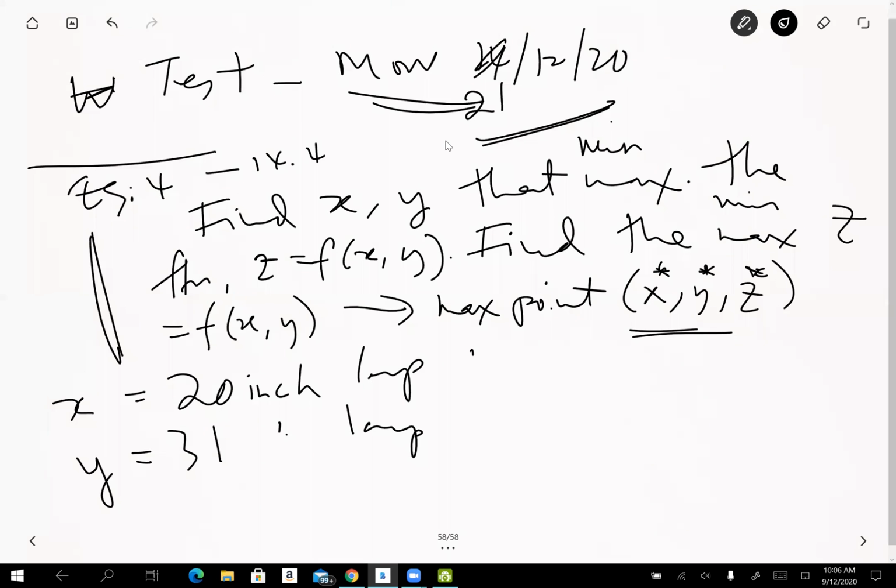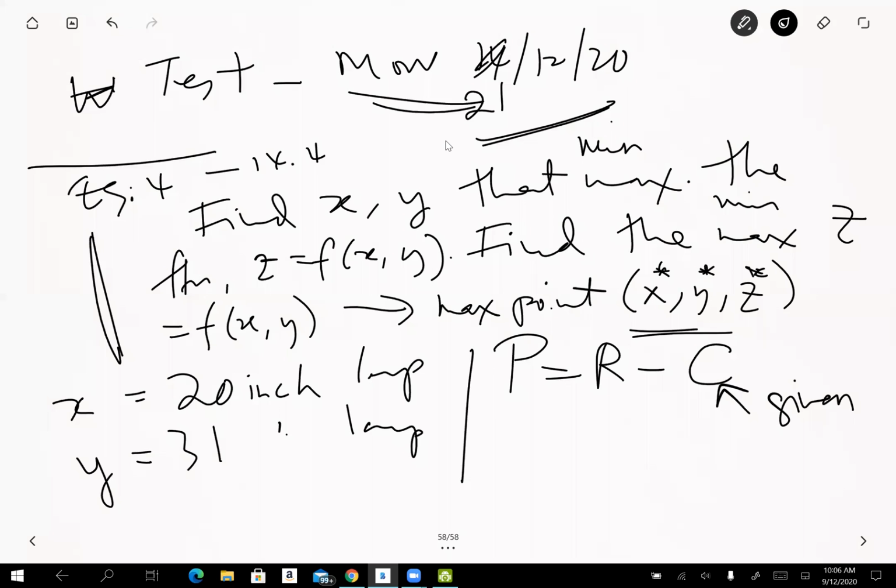So again, here, you go back to the basic. Profit is equal to what? Is equal to revenue minus cost. Now, in this example, the cost is given. So this one shouldn't be a problem, right? Cost is given. Cost is just simply 2xy. But we have to find the revenue.